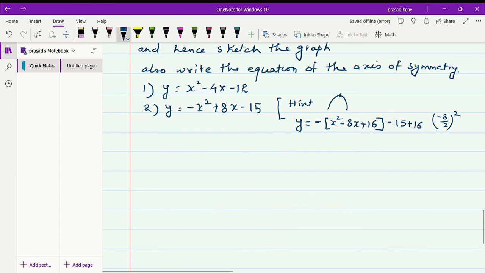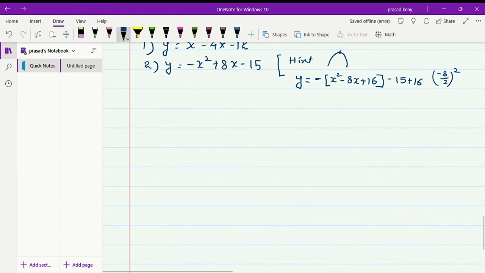So try these problems for homework. Next time we'll see some more sketching of the graphs, quadratic graphs.